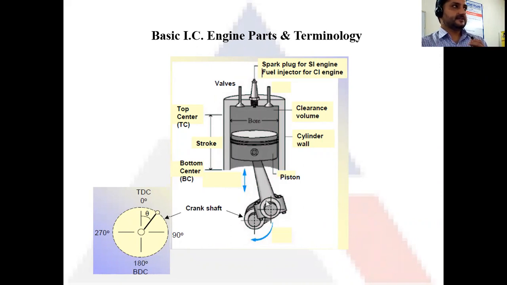So 180 degree rotation of the crank is equivalent to the stroke length, or the distance from top dead center to bottom dead center swept by the piston. So these are the basic terminologies that are associated with IC engine.